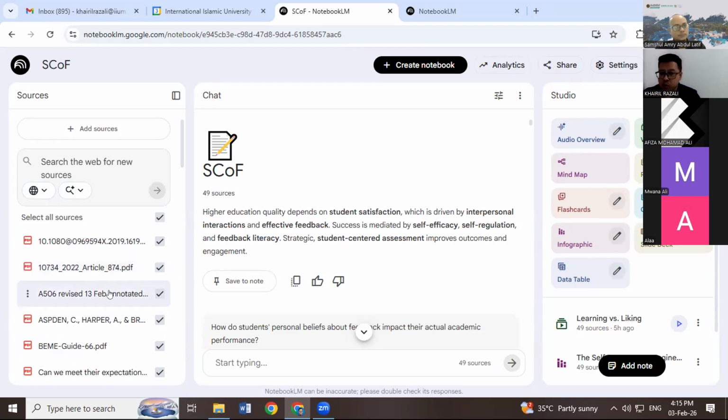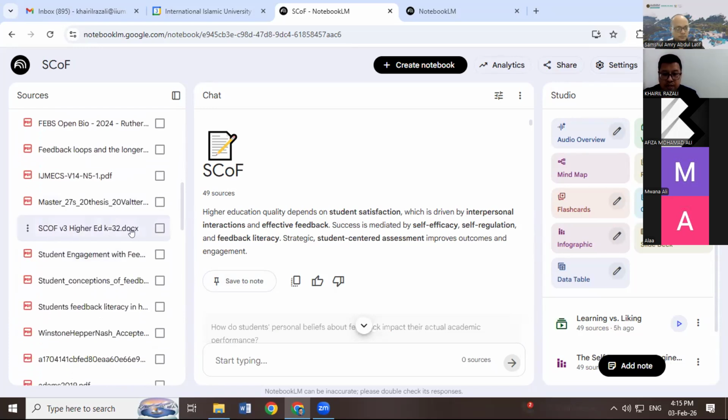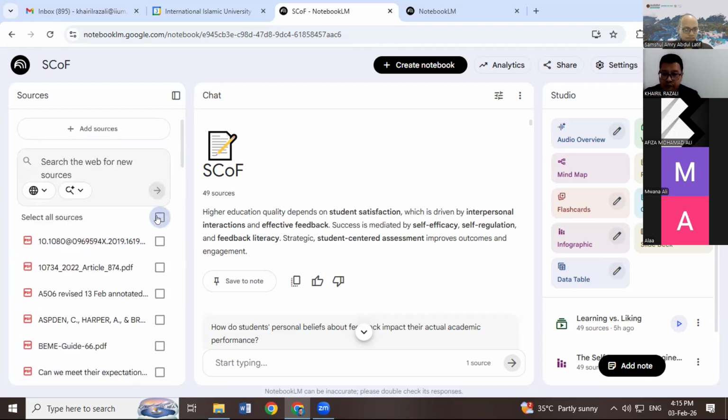You can upload them once and then you can always make use of them. For example, maybe you want to focus on certain papers, maybe just one paper, you can always untick all sources and then just focus on one. For example, this is the instrument, so I can ask questions based on the instrument alone. Or maybe I want a literature review, so I can tick all of them, and you can ask questions.